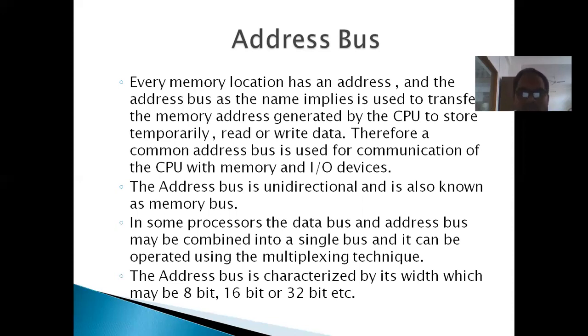So there's a common address bus used for communication of the CPU with memory and the IO devices. And address bus is unidirectional. And it is also known as the memory bus.